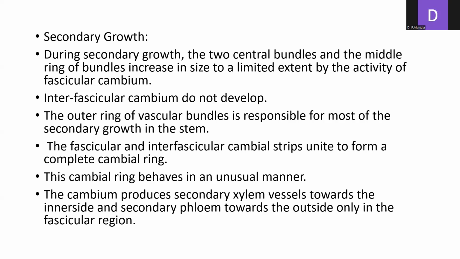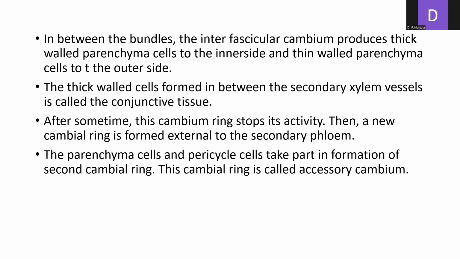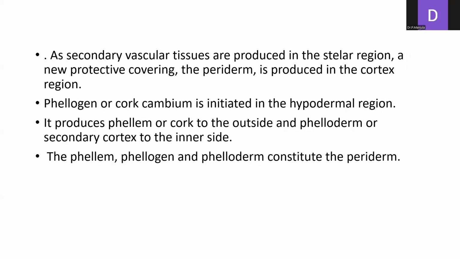After some time, this activity will stop and another new accessory cambium will develop from the pericycle region. Four to five successive cells will be formed, and cambial cells will be produced. So this is about the anomalous secondary growth in Boerhaavia.